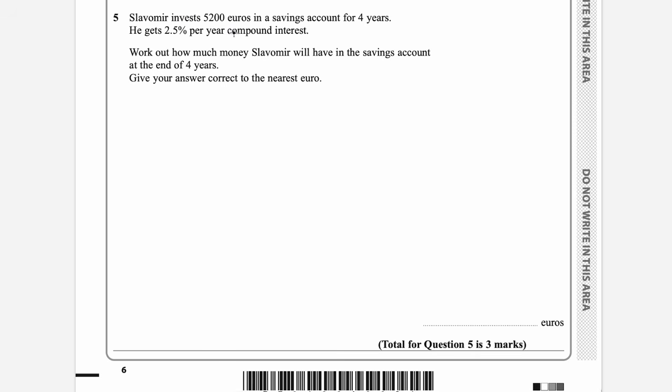Slavomir invests 5,200 euros in a savings account. He gets this interest. How much did he have at the end of 4 years? Okay, guys, this is 5,200 times... So we do 100 plus 2.5 is 102.5. So then when we're changing this to a decimal, we divide by 100 because this is a percentage, so we do times 1.025, but it's to the power of 4 because it's 4 years.